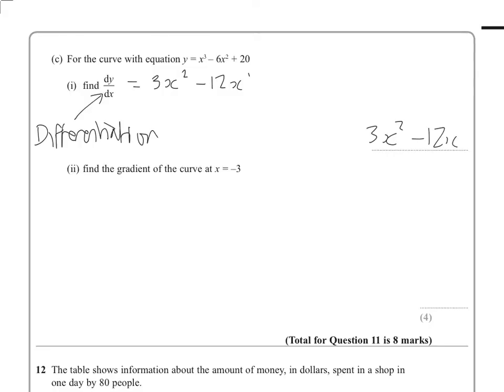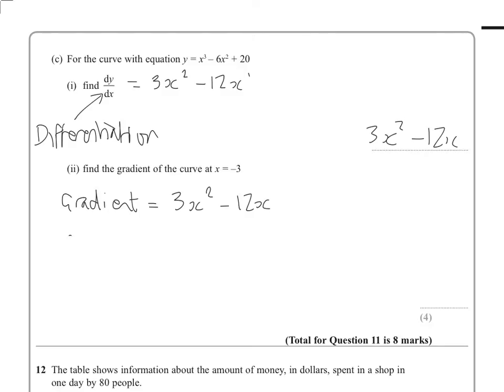Find the gradient of the curve at x equals minus 3. Now, dy over dx is a sort of posh mathematical way of saying gradient. So the gradient at any point on the curve y equals x cubed minus 6x squared plus 20 is given by the equation 3x squared minus 12x.